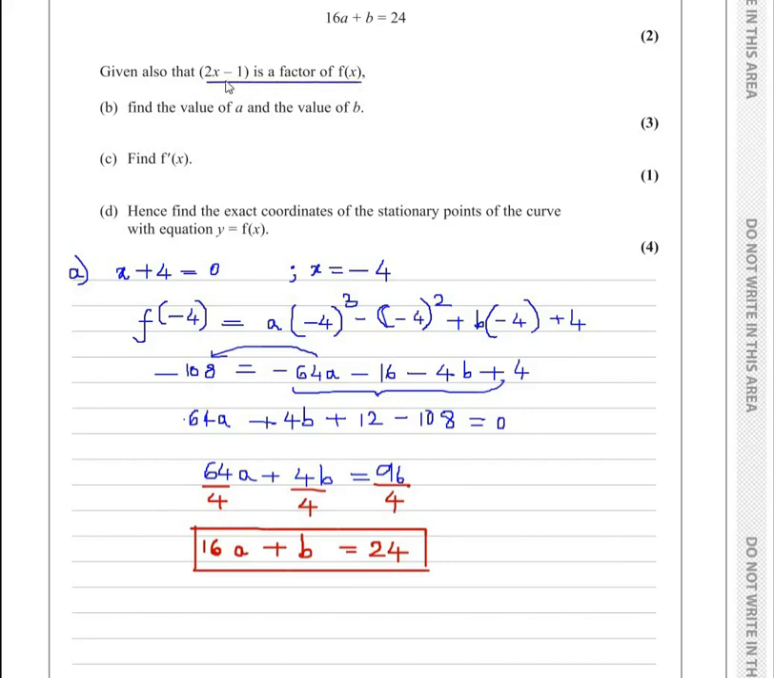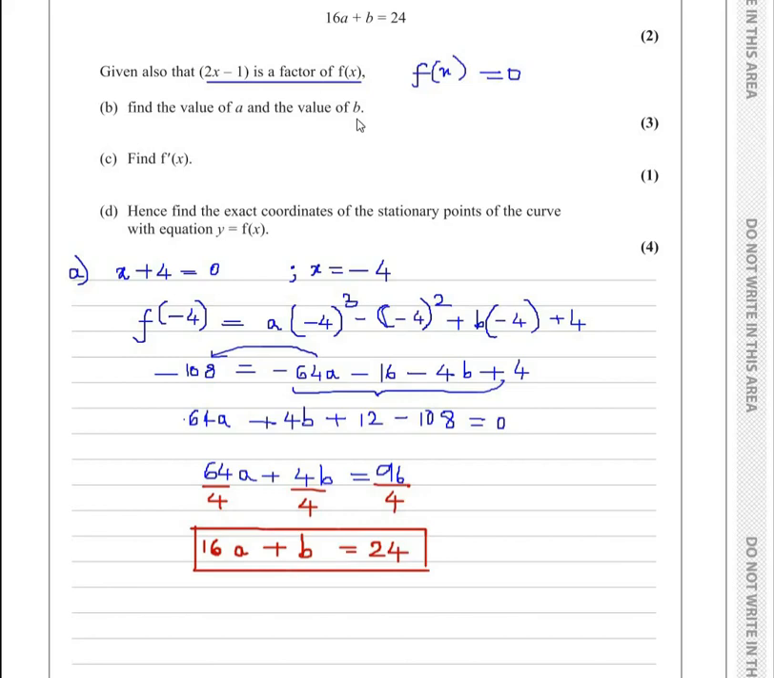So they are saying that 2x minus 1 is a factor of f of x. That means it makes f of x equal to 0 since it is a factor. It perfectly divides f of x, giving a remainder of 0. Find the value of a and find the value of b.